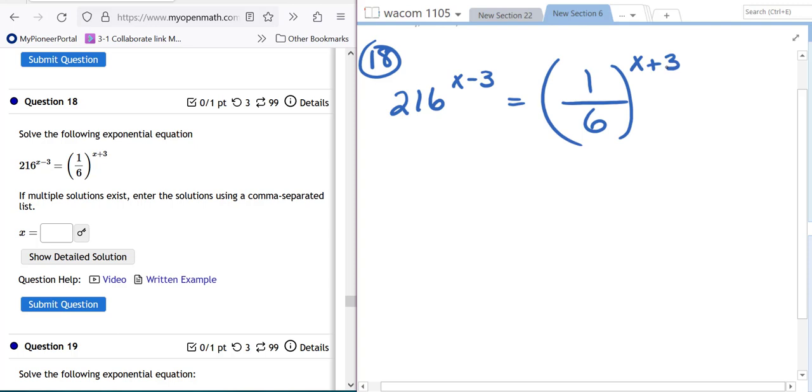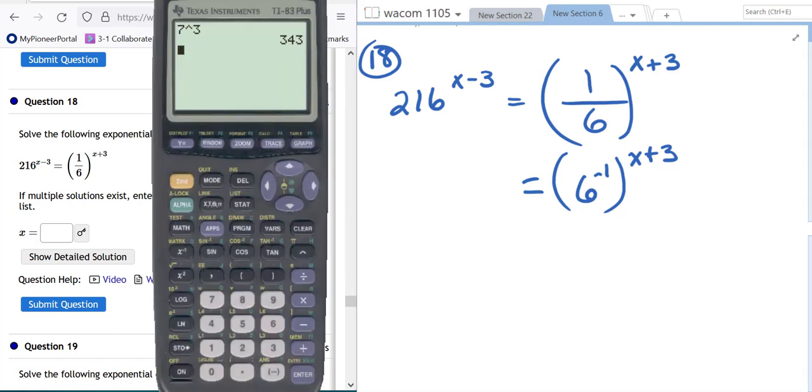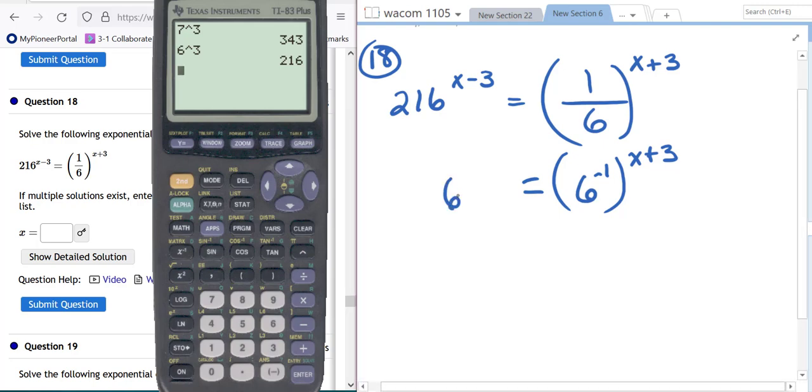All right, I think you're going to have to work with a 6 here because there's nothing else to a power that's going to give you 6. So this one I'm going to change as 6 to the negative 1, and that is to the x plus 3. So I'll have to check on 6 to what power. I believe it is the third. Is 216. So 6 to the third.